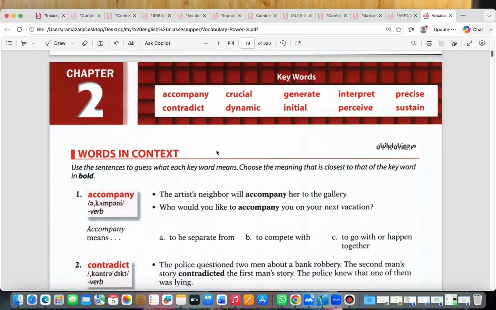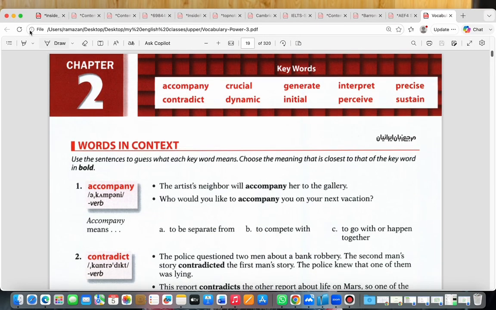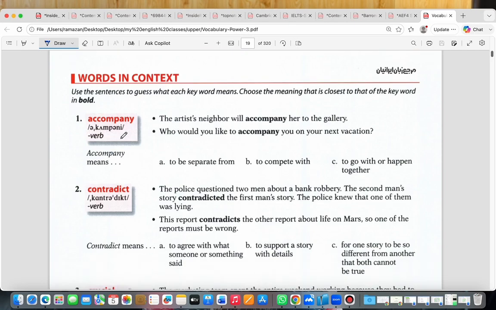So, let's get started. We have 10 words today, and we're going to learn each word one by one. So, I need your attention. Let's go with the first word.